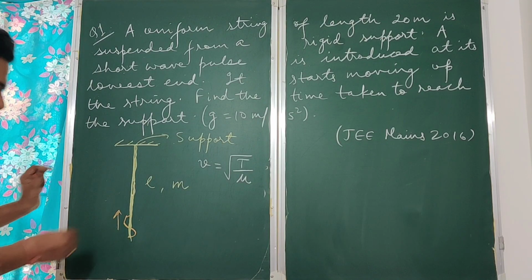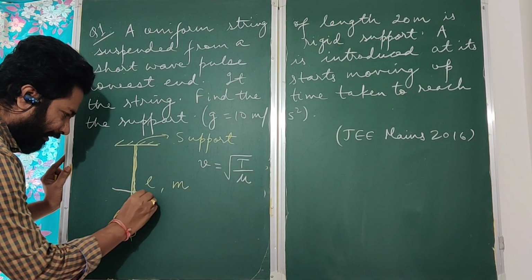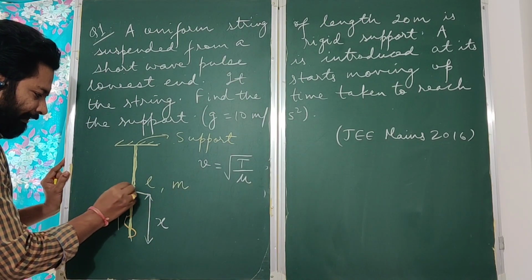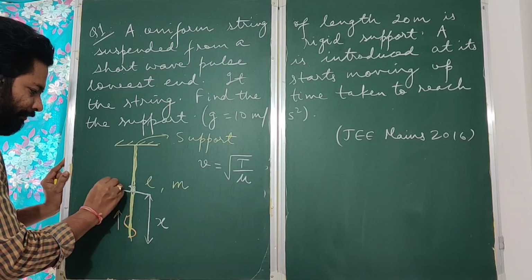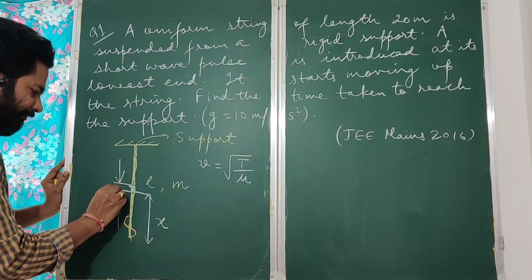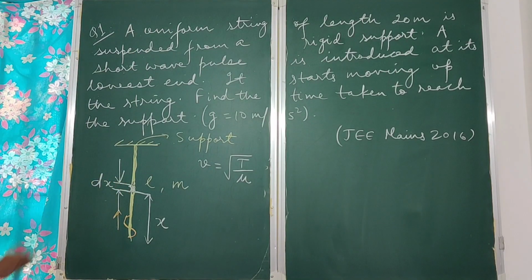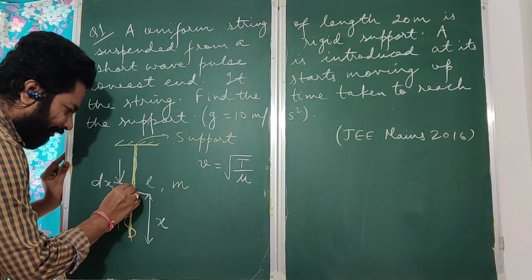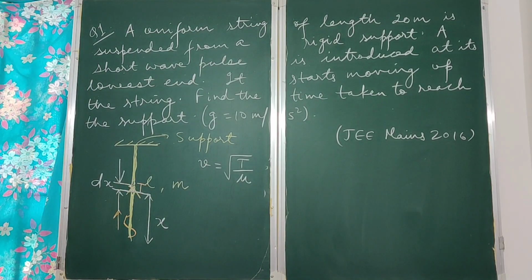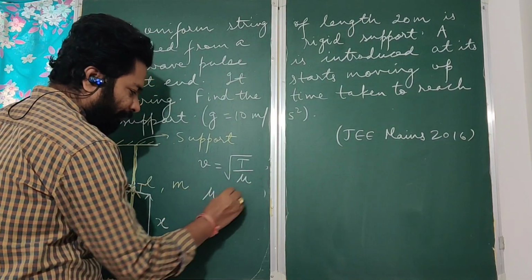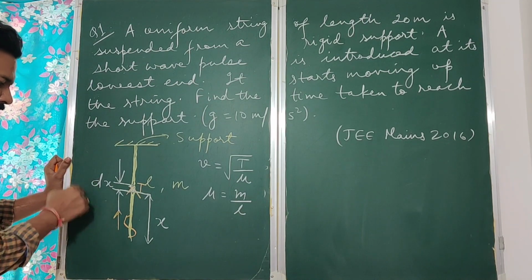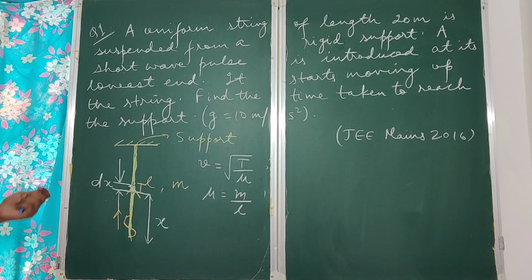So now what we do is, at a certain distance x from the lower end, I consider a small element. We are taking a small element. This small element is, let us say, dx, and let us say the tension in this small element is T. So what is mu? Mass per unit length, and I can write it as m by L. What will be the mass of this part of the string? If you want, we can find it out.